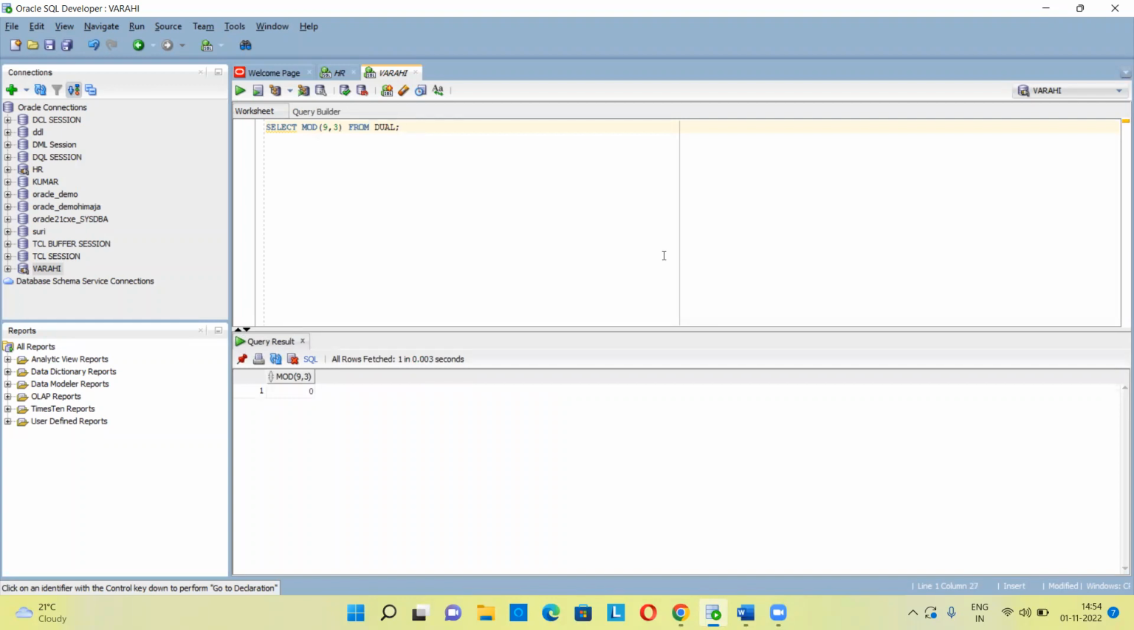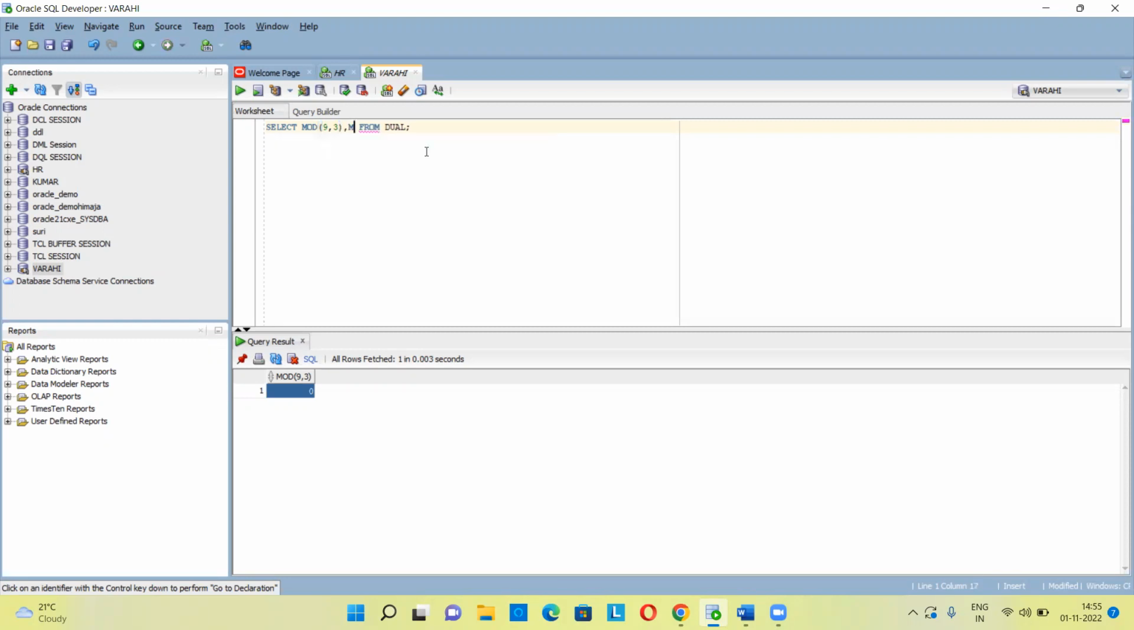Okay. So after writing MOD of 9, 3, the output is 0. Okay. So 9 by 3. What will happen with 9 by 3? 3 threes are 9. So what is the remainder value? What is remaining? 0. So that is nothing but 0.